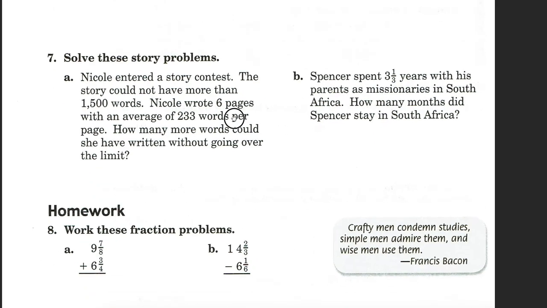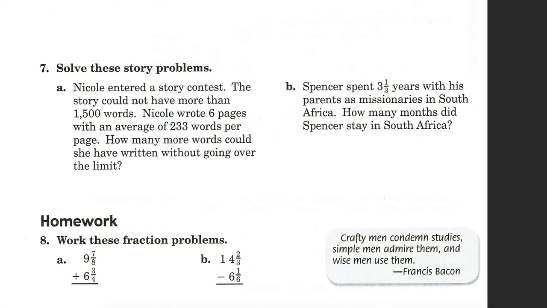Solve these story problems. Let me give you a hint. Nicole entered a story contest. The story could not have more than 1,500 words. Nicole wrote 6 pages with an average of 233 words per page. How many more words could she have written without going over the limit? So the max number of words in the story is 1,500, and she wrote 6 pages, each with about 233 words.